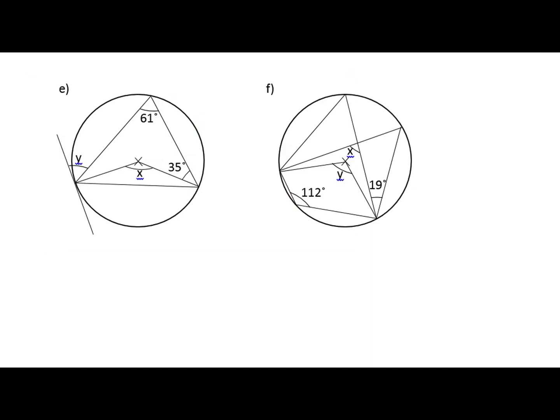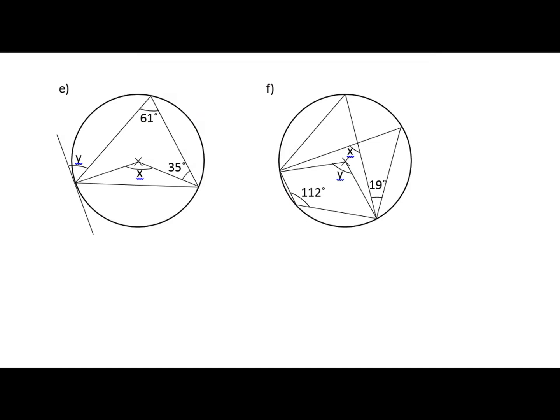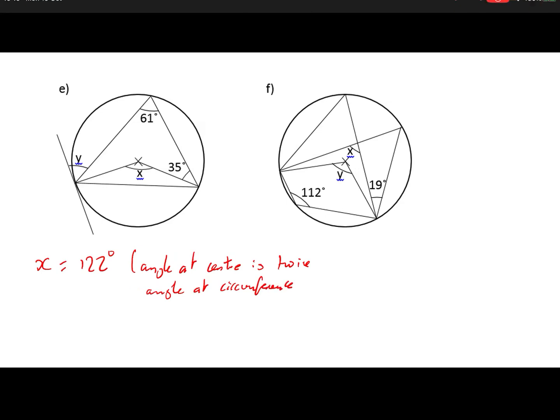Okay? Alternate segment theory. Right, now, here are 2 questions that sort of bring quite a few of these topics together into one. So, stop your video and see what you can come up with. Okay, so what does x equal? X equals 122 degrees because angle at center is twice angle at circumference.